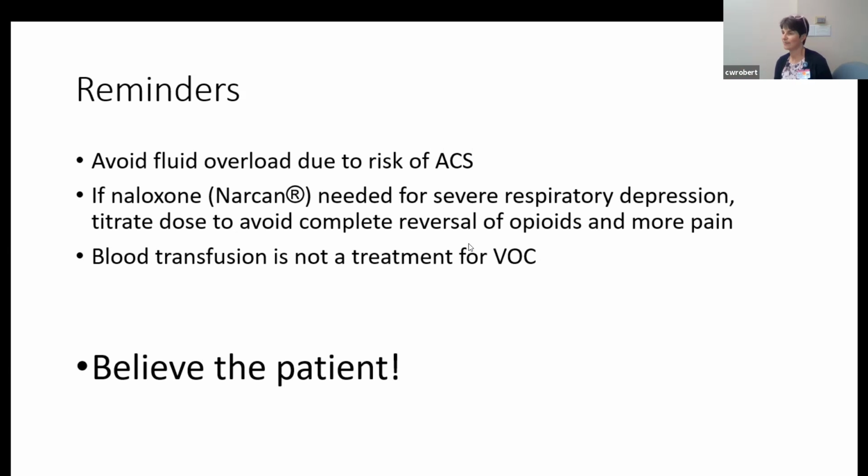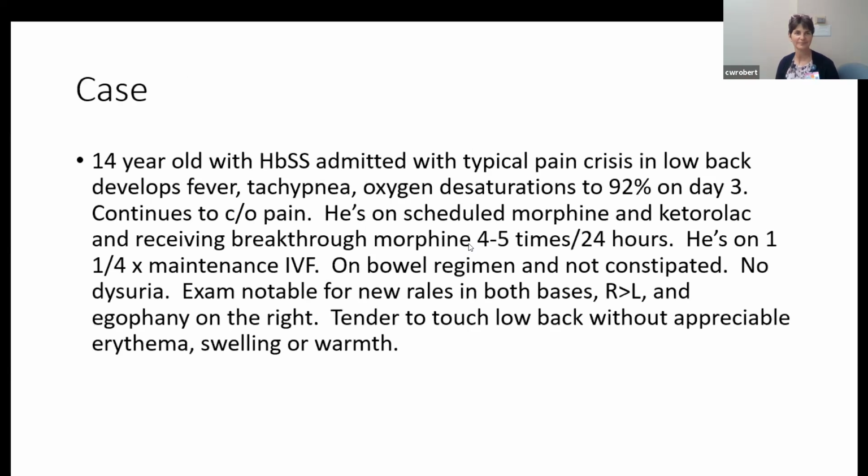If you do have a patient who is over sedated, just give them a tiny dose of Narcan, because if you give them the regular dose, you're going to unbind all those bound mu receptors, and you're going to have a wildly unhappy patient screaming in pain. So give a small dose to take away the respiratory depression, and then lower your dose of narcotic. That would be preferable rather than undoing everything you've already done. And then remember, a blood transfusion is not treatment for a pain crisis. Even if you expect they are going to get more anemic during a pain crisis, a transfusion is not indicated.